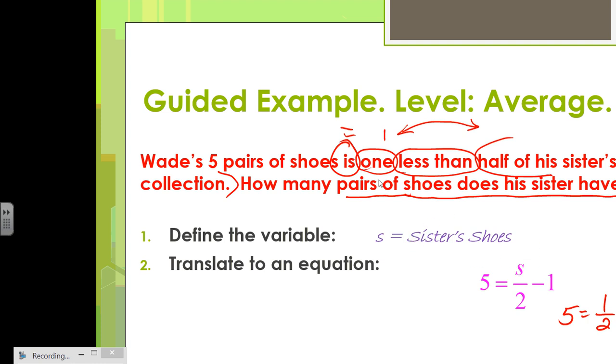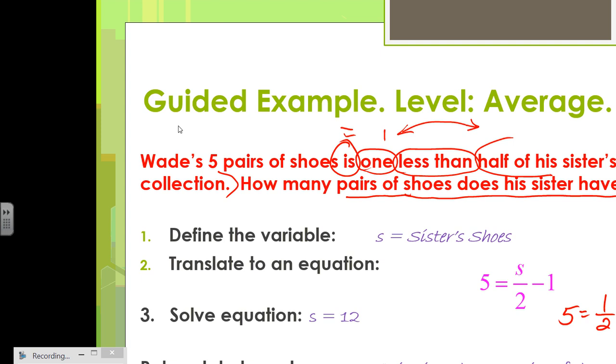And we did discuss that when we went over the homework and some examples yesterday, right? So let's go ahead and solve it. You would have to add the 1 to both sides, then multiply by 2 on both sides, and hopefully we'd be on the same track that S is equal to 12. And let's plug that back in to see if that makes any sense, okay? S equals 12. What does S stand for? Sister's shoes. That means his sister has 12 pairs of shoes, okay?